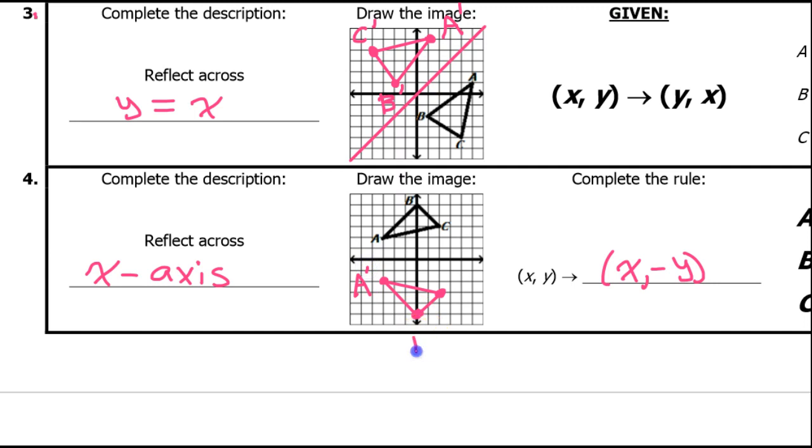So A prime, B prime, C prime. So that'll do it for problem number 4.